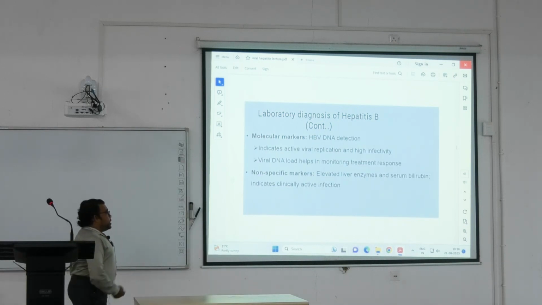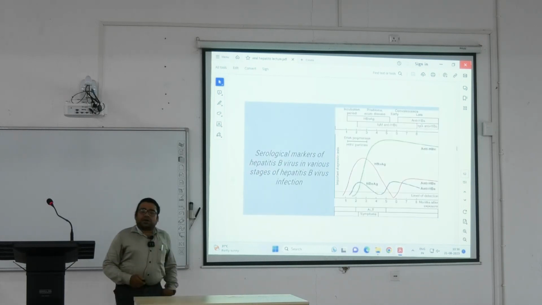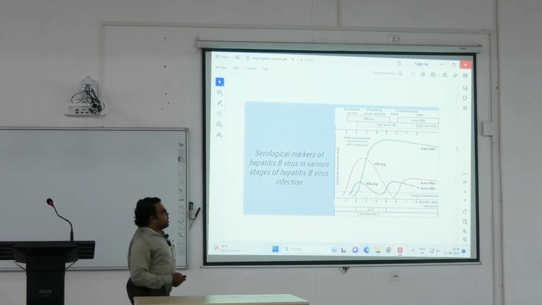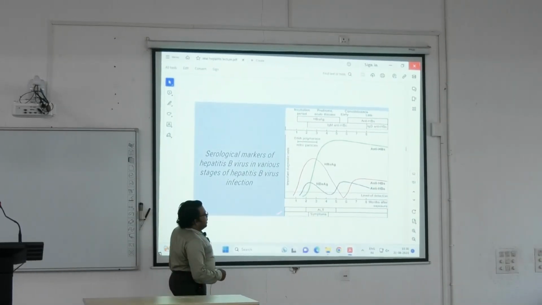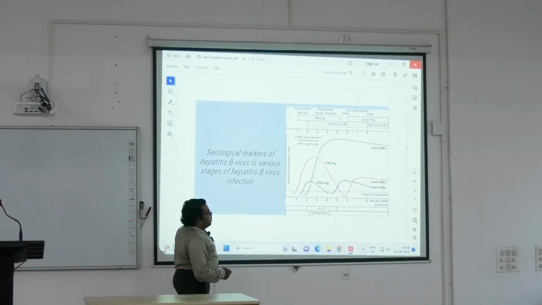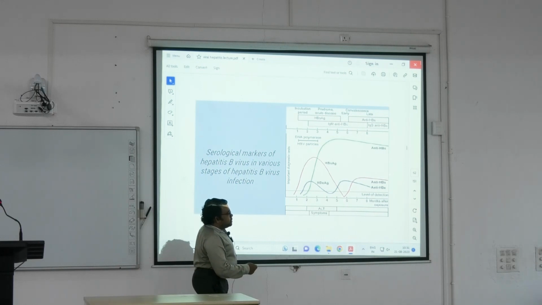Other methods would be direct detection of the hepatitis B DNA, viral DNA, and non-specific markers including liver enzymes. Now, this is the chart which shows the infection. If the patient is infected at day 0, first you see that the surface antigen is produced, after which the antibody production starts. Then we can see by about 6 months the surface antigen disappears and is replaced with anti-HBS.